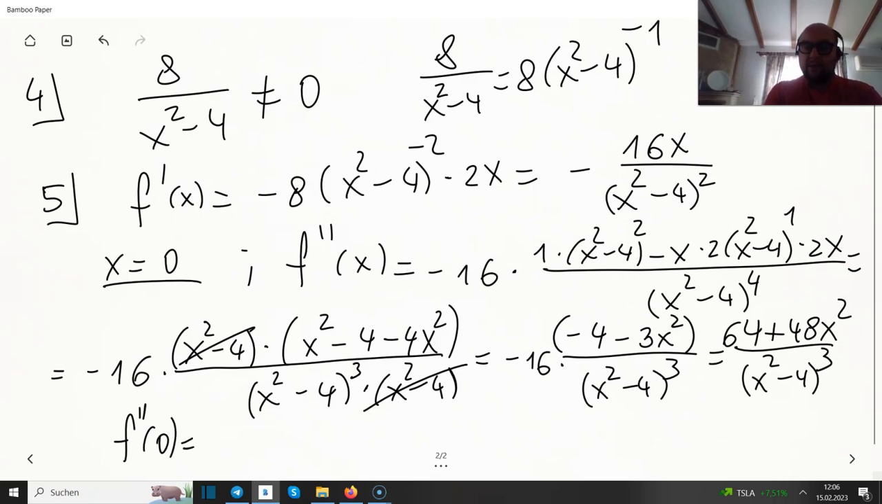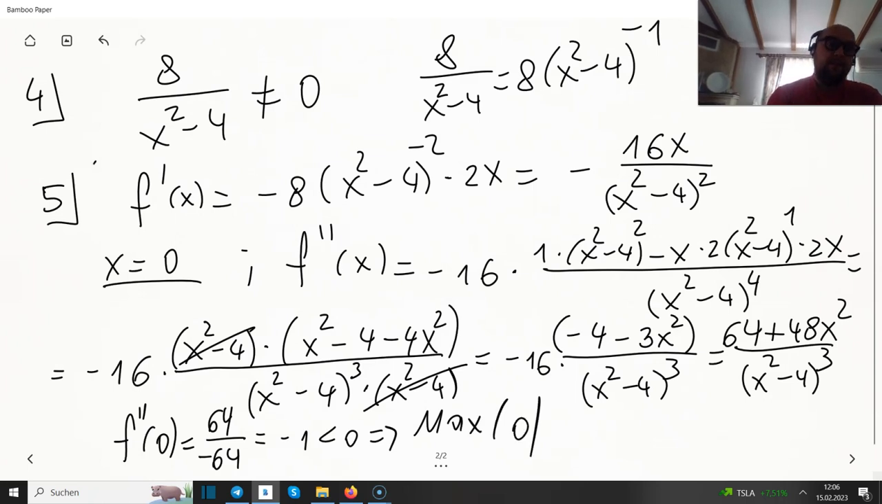So what about the second derivative at 0? The second derivative at 0 obviously is 64 in the numerator and minus 64 in the denominator, so it is equal to minus 1. It's negative, so we have a max. Have a max at 0, and if I'm putting for x 0 here, I'm gonna get minus 2. So at 0 minus 2 we get a max. All right.